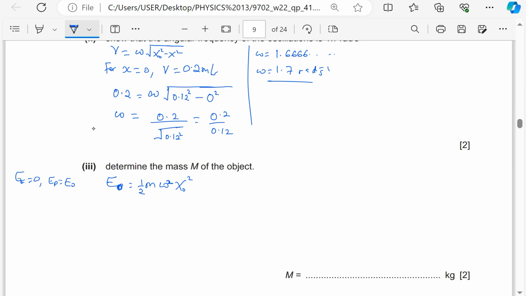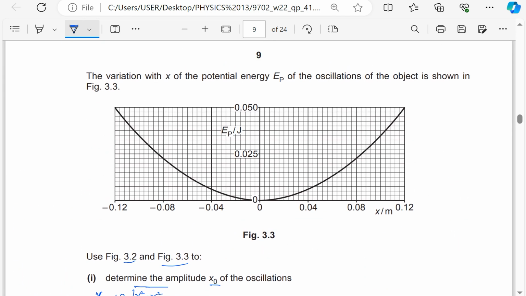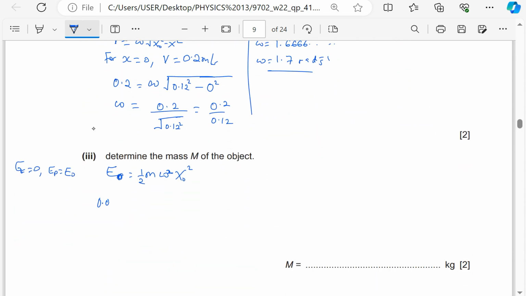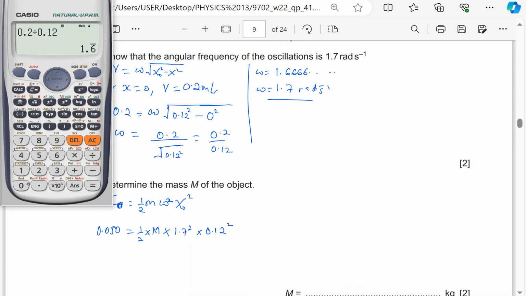So I'm just going to make a substitution. From the second graph, maximum energy is 0.05. So I'll simply say 0.050 should be equal to a half times the mass times omega squared, which has been quoted as 1.7 squared. Then we have already seen x naught to be 0.12 squared. So I'll just press my calculator by making m the subject. I have 0.05 times 2, then I'll divide this by 1.7 squared times 0.12 squared.